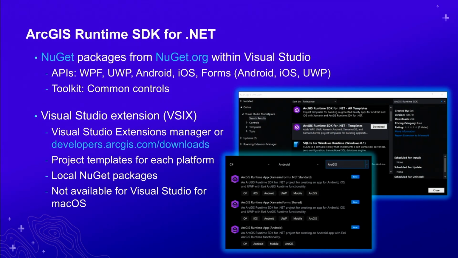Now we also have a V6 installation that you can install on your Visual Studio for Windows. So you can just use the Visual Studio Extension Manager, for example, to install the V6 and get all the templates that Nathan showed you. So on Windows, of course, those are available, not on Mac. It also gives you all the local NuGet packages. So if you're working in a secure environment where you can't get out to the internet to download packages, you can always install the V6 and get those packages locally as well.